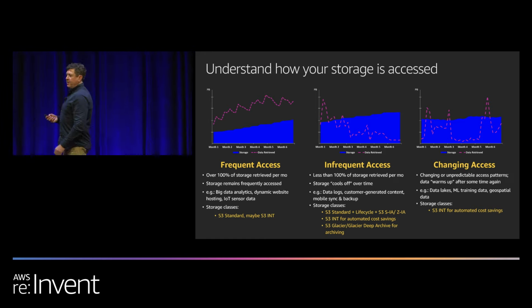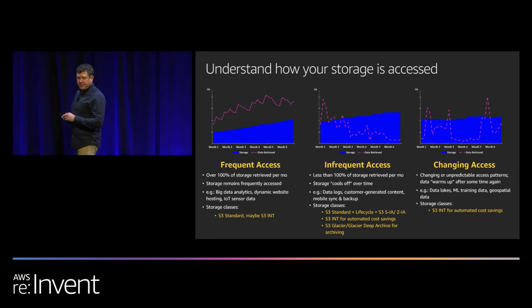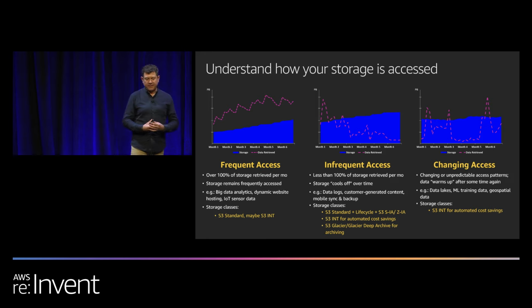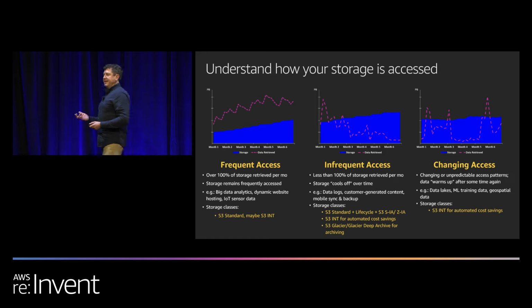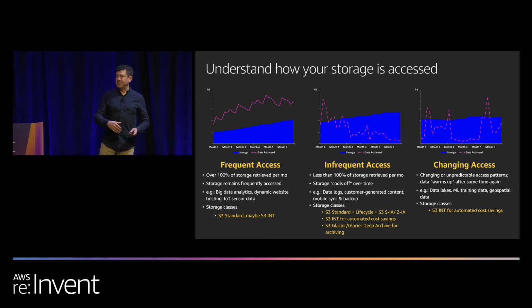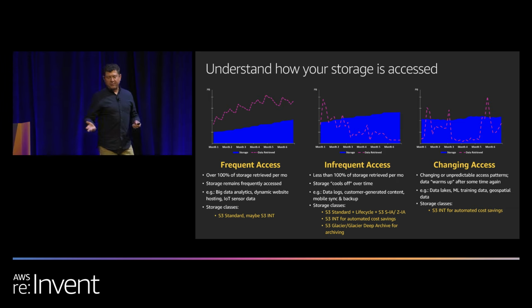The next is the infrequent access storage pattern. In the infrequent access storage pattern, this is when less than 100% of my data is retrieved per month. Now, how much less is going to drive some decisions around what storage class makes sense for that workload, or at least that part of the workload. Eventually, the obvious thing that we've seen here is that typically once data is written, it tends to cool off over time, right? In the vast majority of workloads.